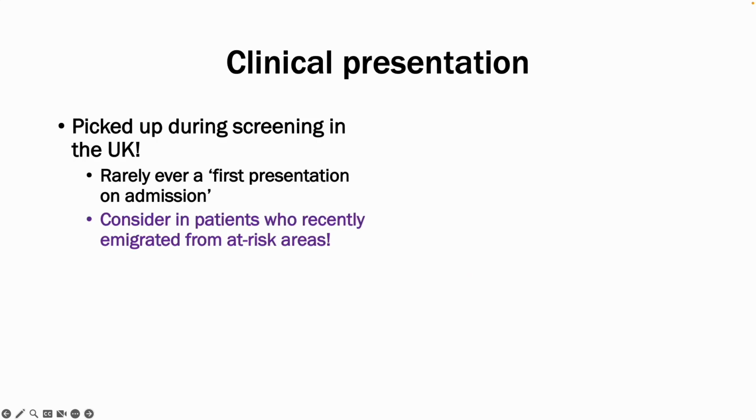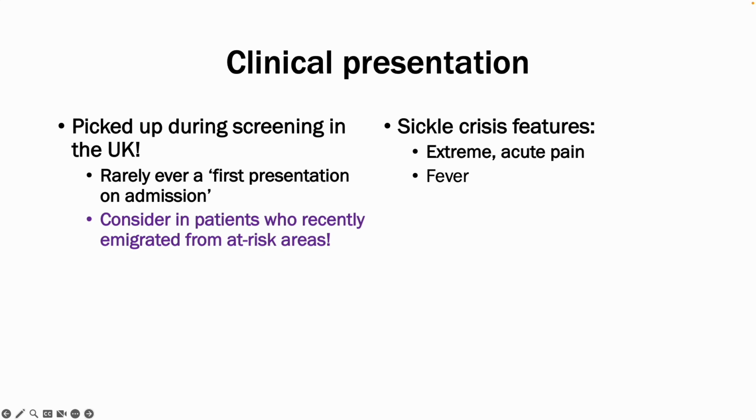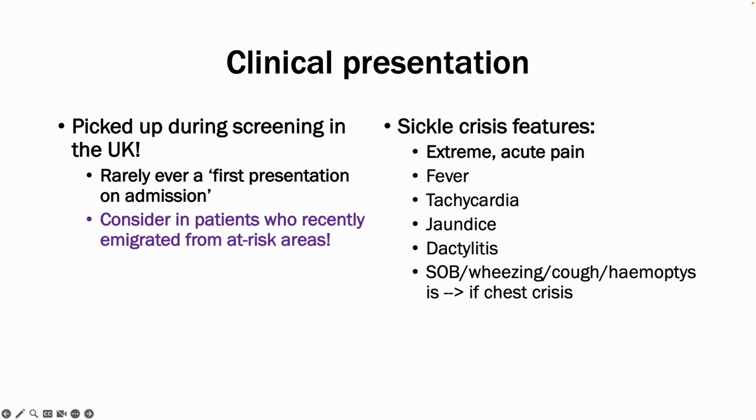In terms of the clinical presentation, in the UK, it is typically picked up during screening, and there's rarely ever a first presentation on admission. However, you should consider it a possible diagnosis in older patients if they have recently emigrated from at-risk areas. Some of the things to be aware of for a sickle cell crisis include extreme and acute pain, fever, tachycardia, jaundice, dactylitis or inflammation of the digits, and shortness of breath, wheezing, cough, and hemoptysis if rather than just a pain crisis, it's an acute chest crisis, which is something to be aware of.